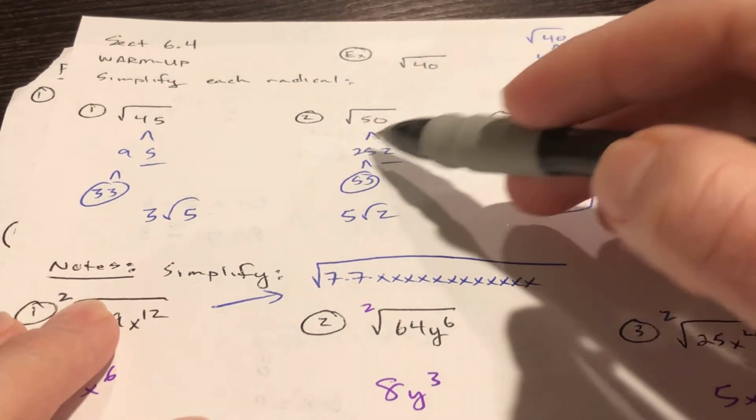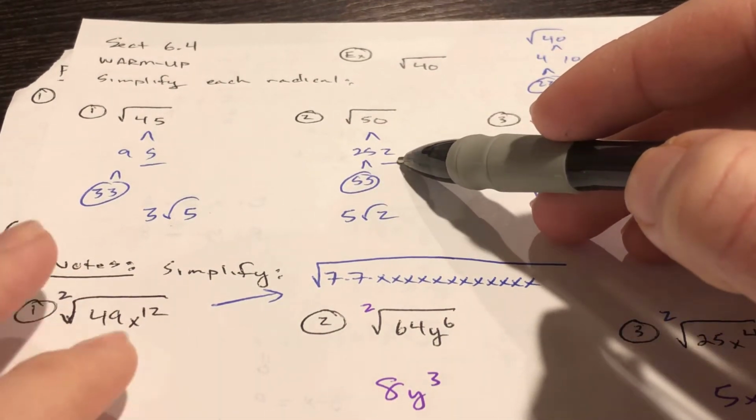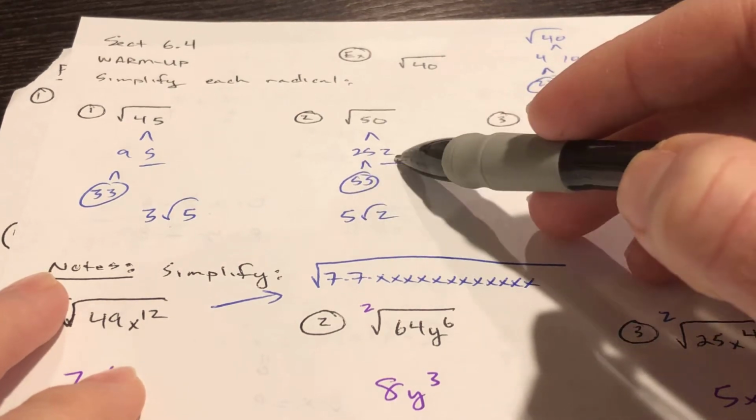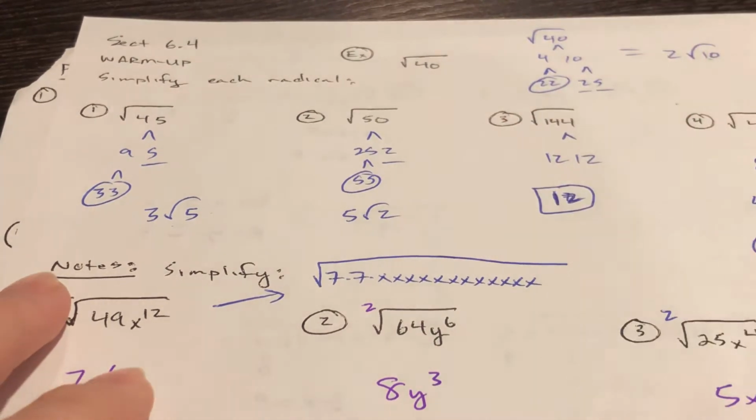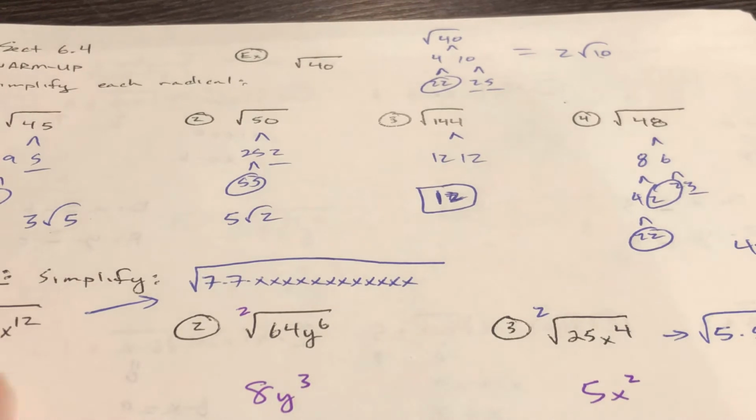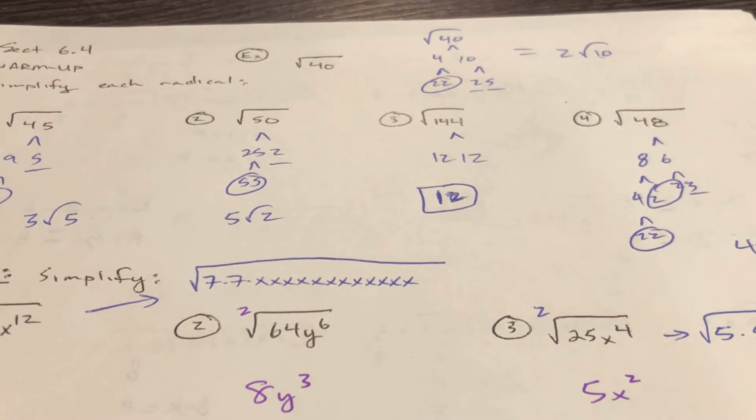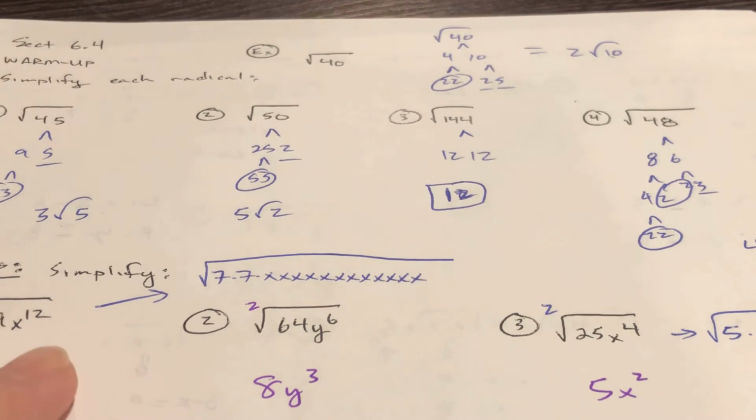Square root of 50 is 25 and 2, or 5 and 10. It doesn't matter because it's going to break down to be 5 times 2, 5 root 2. Square root of 144 is 12. Doesn't matter how you do it. Doesn't matter if you do 72 and 2, or 36 and 4, and you get 2 times 2 times 3, that goes on the outside, it's 12.